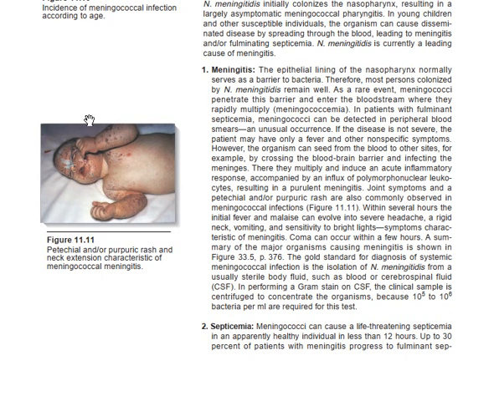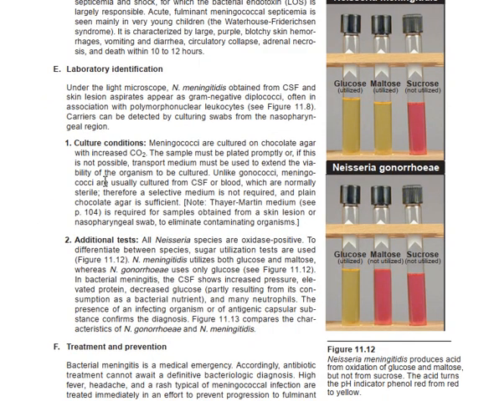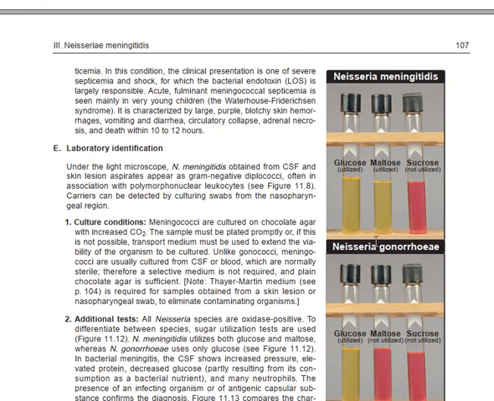So if you have a child having a purpuric rash and neck extension, neck stiffness, just think of Neisseria meningitidis being the cause of the meningitis. So now the next thing here is Neisseria meningitidis produces acid from oxidation of glucose and maltose, but not from sucrose. So this is how to test for Neisseria meningitidis.